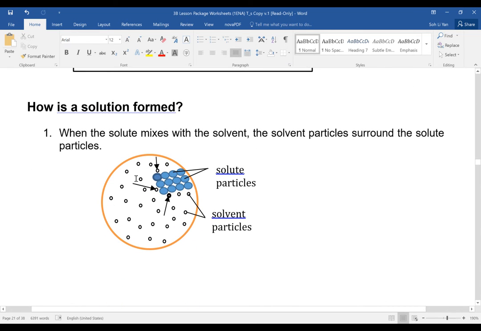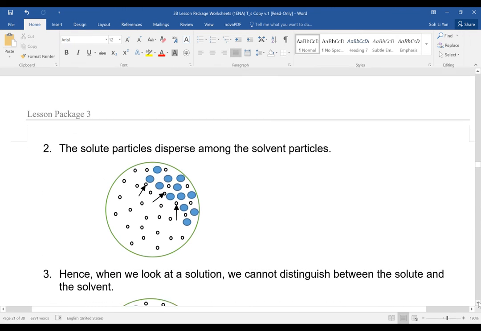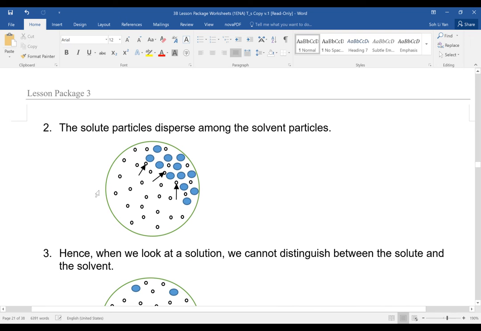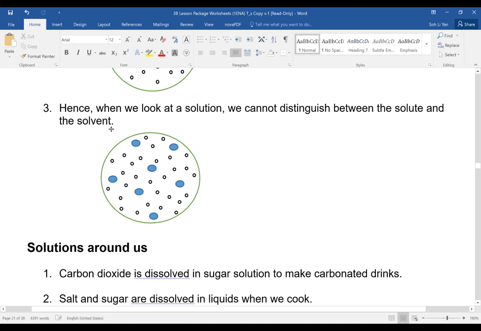Let's say these are sugar particles. This smaller circle, the colorless one, are known as solvent particles, like water. They are mixed together, so the solute particles will disperse around the solvent particles in this mixture, or solution. When we look at the solution, we cannot distinguish the solute and the solvent. They are evenly mixed together. So we have sugar and water particles all in the solution.